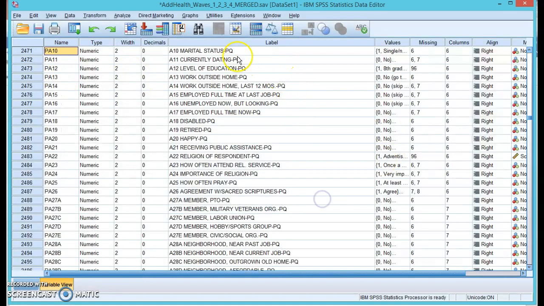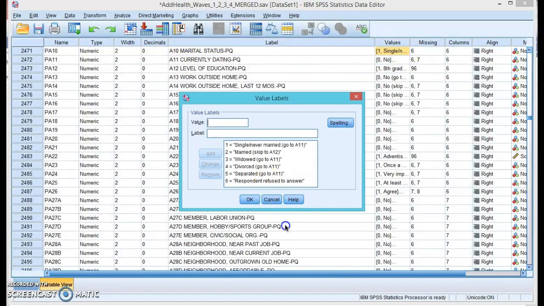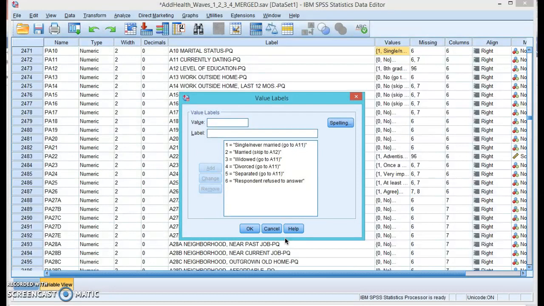You'll notice there's all these little PQs at the end of all these questions. That stands for parent question. It's just a way for people to remind themselves this was a parent question. But look at this marital status question. We got a lot of categories in here. So you're going to have to come up with a coding scheme that'll work for people that are married versus people that are not. So I'm going to let you puzzle through that, and we'll pick up in the next video.